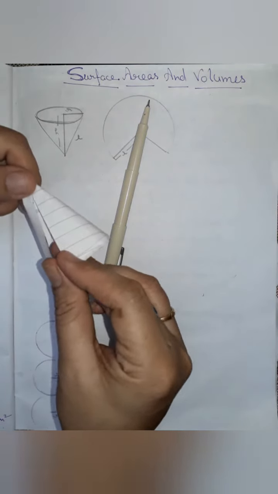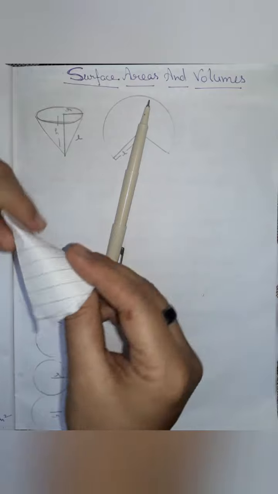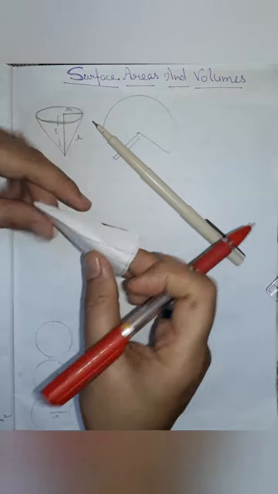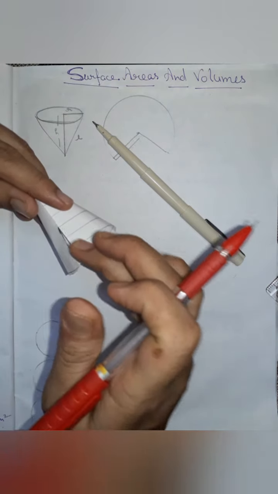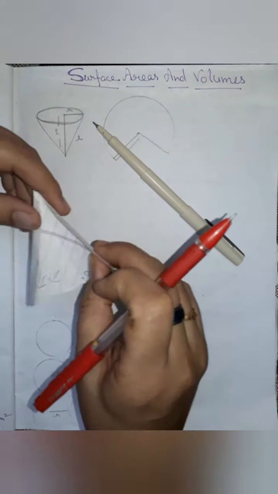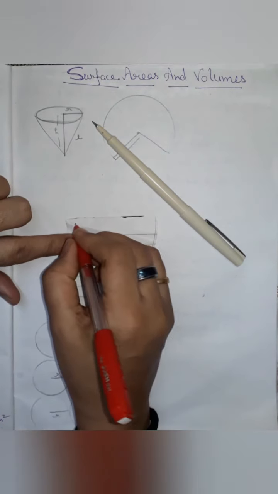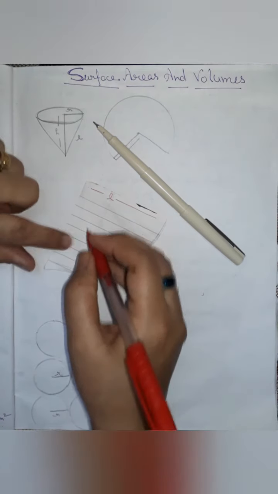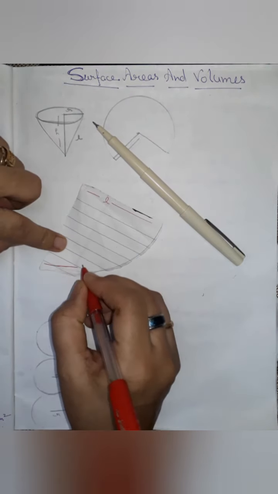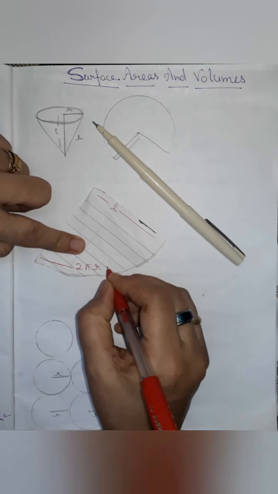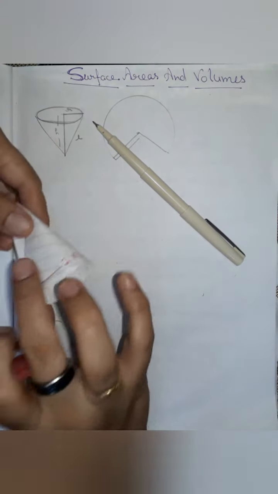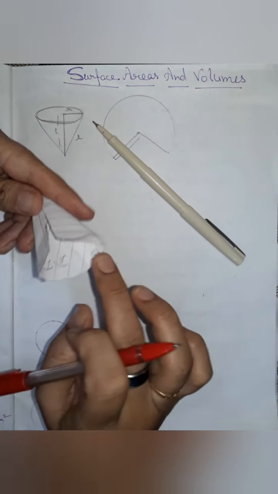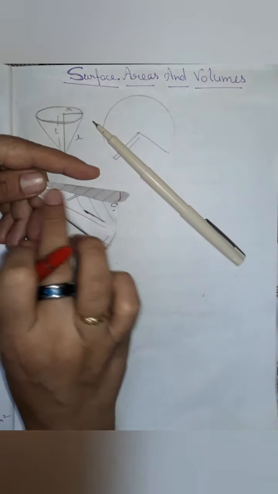After cutting the cone vertically like this, we will get a figure like this. Now we can see the slant height. We cut it along the slant height, and we are representing the slant height by L. This is slant height L, and this one is the circumference of the cone, 2 pi r. We can say this is 2 pi r, the circumference of the base of the cone, and this one is the slant height of the cone, L.